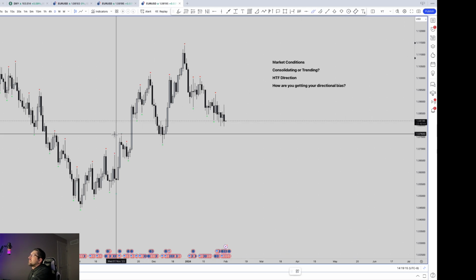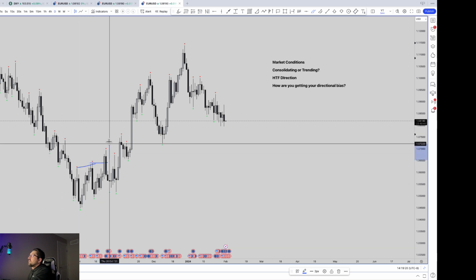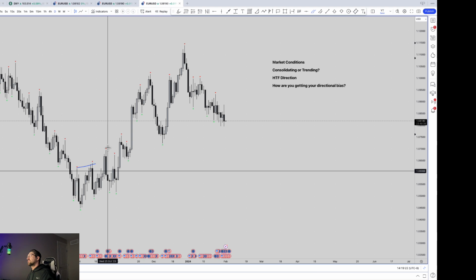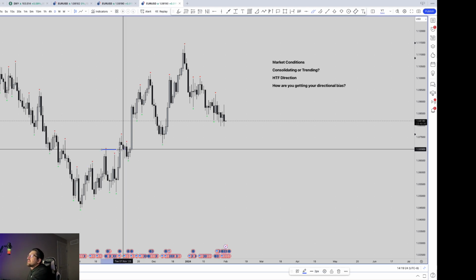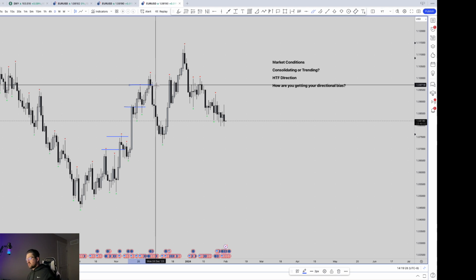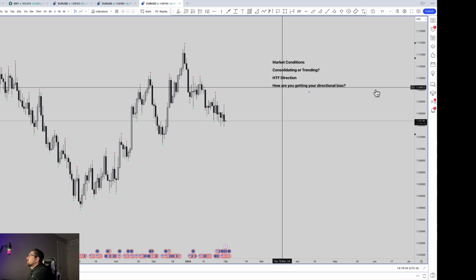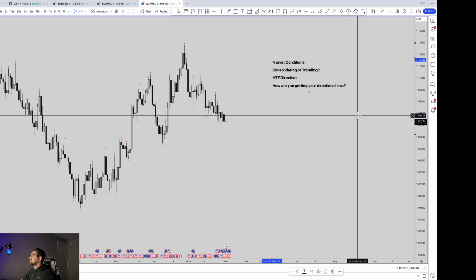Whereas when we are trending, I would say right around here, it starts kind of breaking out and starts trending. But you can kind of see there's consistent body breaks, and you're very obviously trending. So it's a lot different. You can just look at the candlestick language. So how are you getting your directional bias?